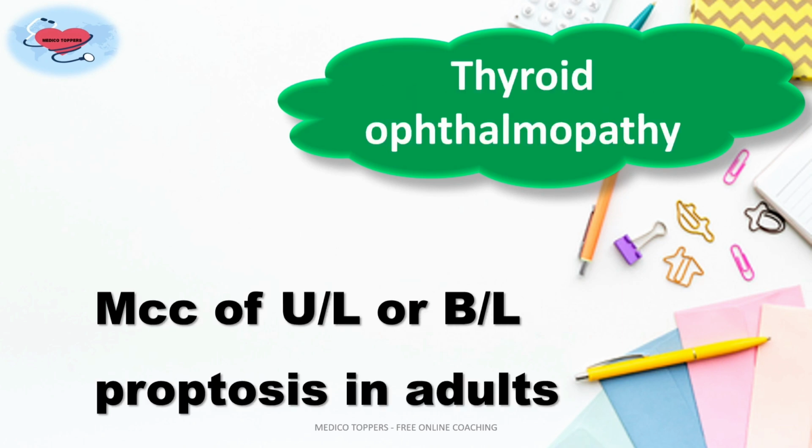Next, most common cause of unilateral or bilateral proptosis in adults. Most common cause of unilateral or bilateral proptosis in adults is thyroid ophthalmopathy.